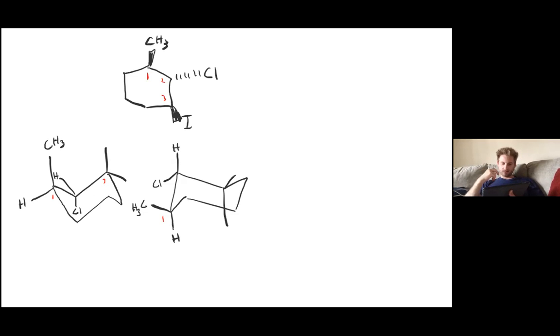Lastly, we have an iodine that is on a wedge. Wedge should be up. So I'm going to draw an iodine in our up of these two, H in the down. This one would be up. This one here would be down.